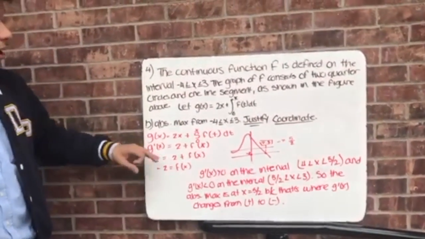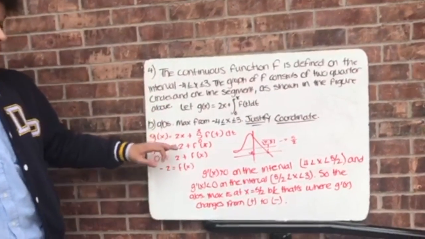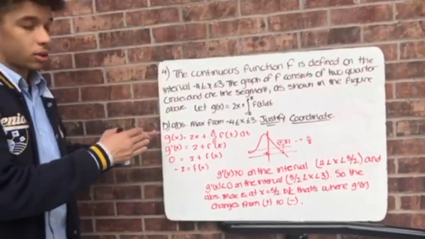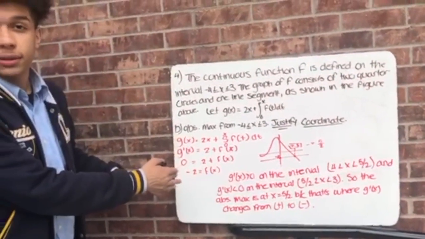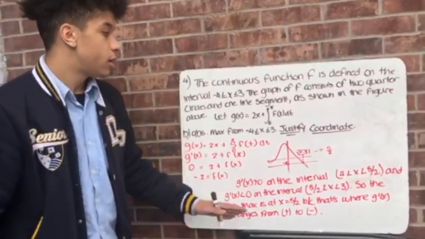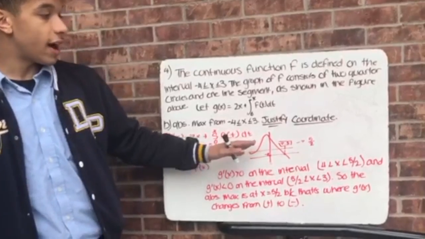Right. So now we've got up to the point of figuring out where f of x is at -2, which is where g prime is 0. And we also figured out the graph.